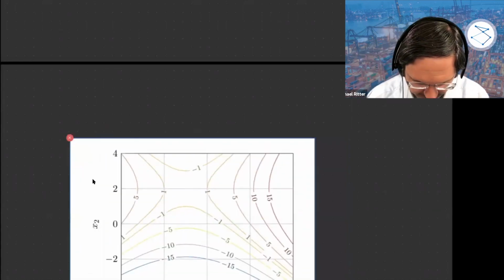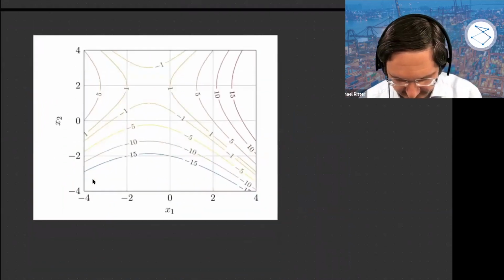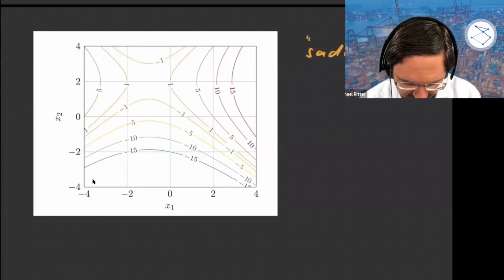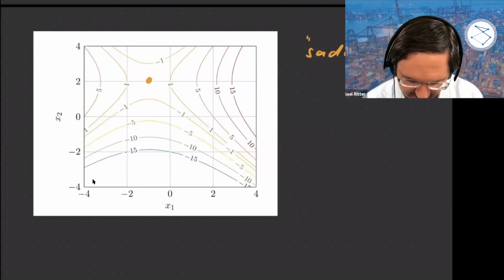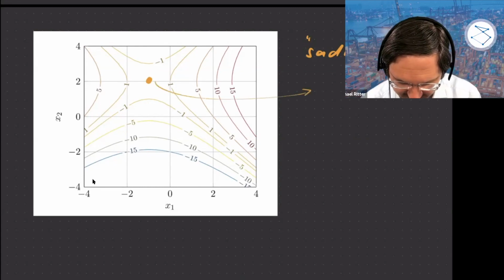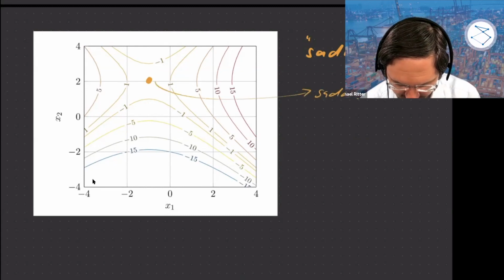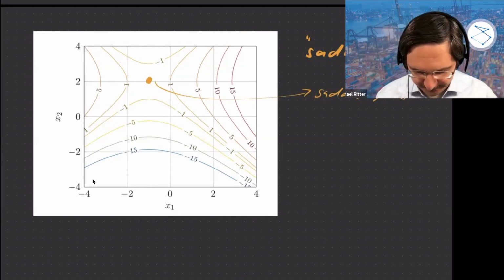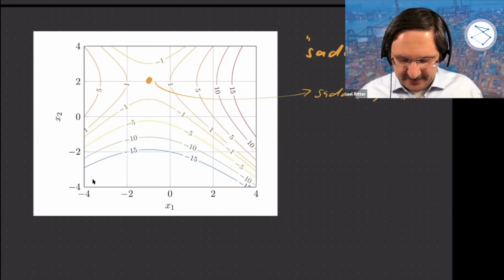So let's add that as well. Let's see, that is this one here. Okay, so let me add that, it looks like a saddle. And in fact, a point like that here in the middle, that's what we call a saddle point. We'll revisit that term later and define it more precisely later on. Okay, so that's the first function.